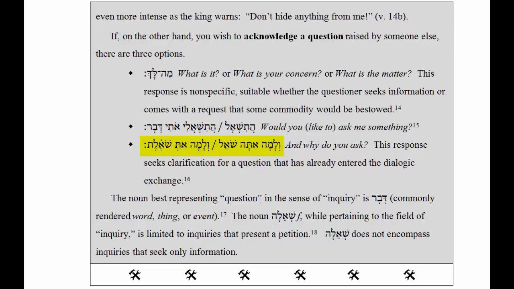Ve'lama at shoelet. If addressing a man, you would say, Ve'lama ata shoel. Please notice in the last paragraph some information about the Hebrew noun she'elah.